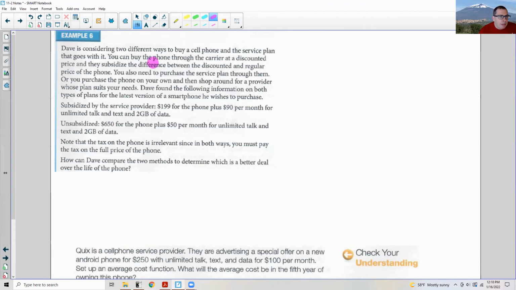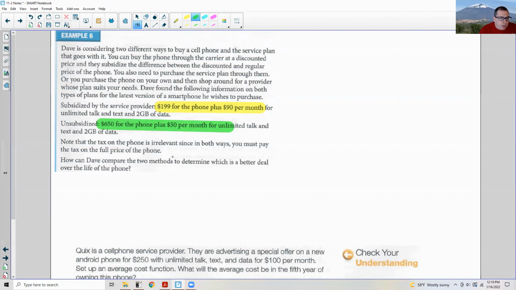All right, so highlight. Let's see. Subsidized by the service provider, $199 for the phone plus $90 per month for unlimited talk and text and 2 gigs of data. The other option would be to pay outright for the phone, $650 plus $50 a month for unlimited talk and text. Okay, so he's dropping the cost per month by $40, but he paid a lot more for the phone up front. So it says, note that tax on the phone is irrelevant, since in both ways you must pay tax on the full price of the phone.